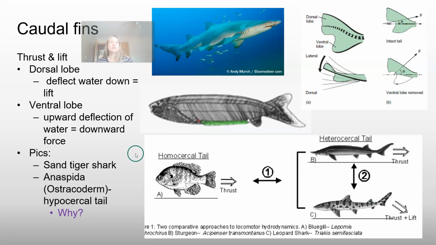Now, this ostracoderm, this Anaspida, why in the world is this lower lobe, the ventral lobe, larger? Okay, so think about that. What would that do? And how does it affect the ecology? Well, hopefully, if you remember when we talked about ostracoderms, we predict based on their morphology that they are bottom feeders. So this larger ventral lobe, this hypocercal tail, is going to help them keep their nose pointed down so that they can feed.